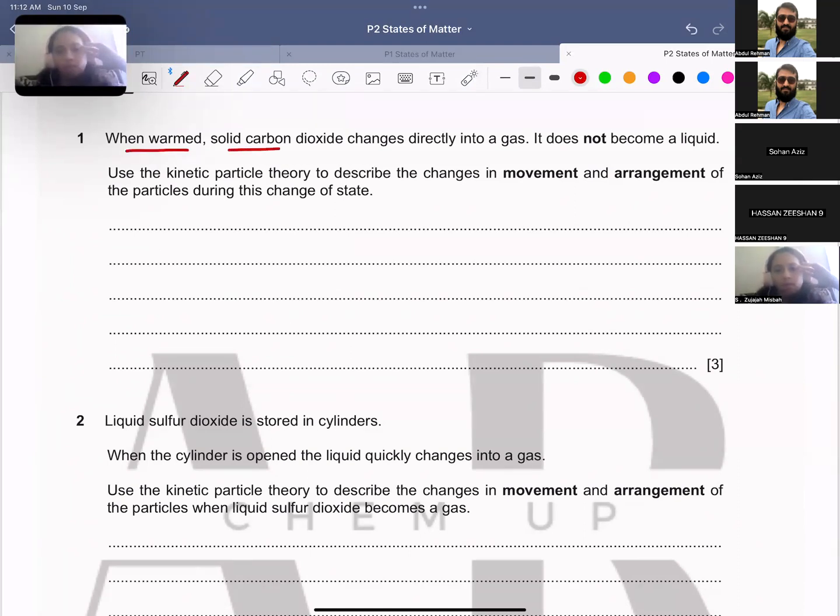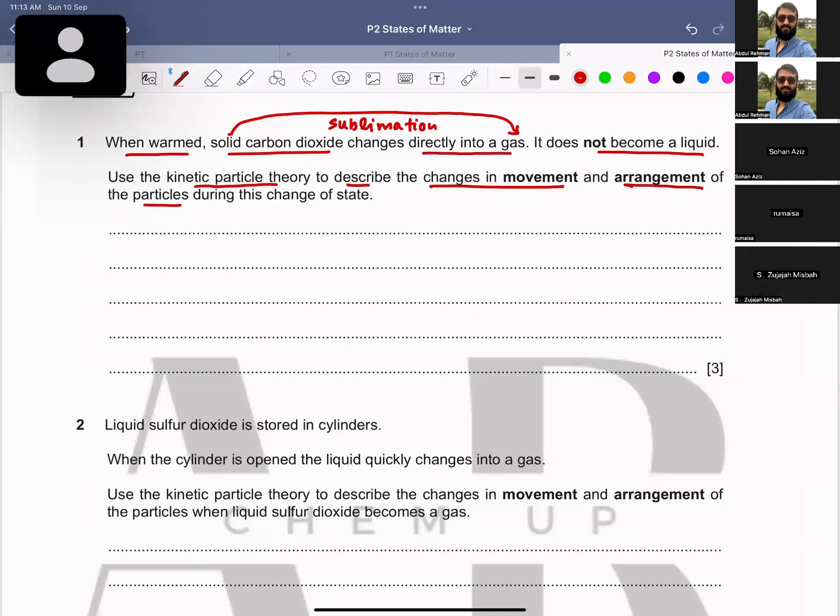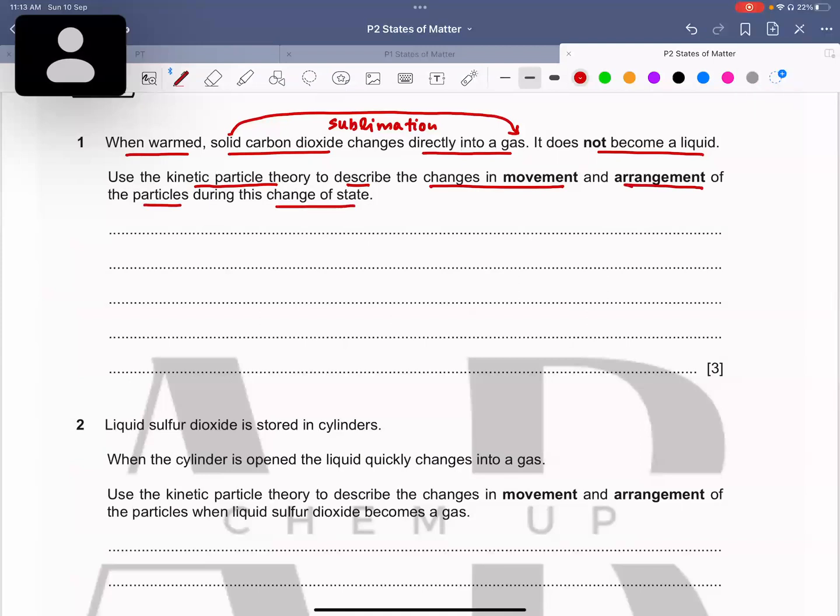When warmed, solid carbon dioxide changes directly into a gas, it does not become liquid. So the state changes from solid to gas, which means it is sublimation, right? Yes, sir. Use the kinetic particle theory to describe the change in movement and arrangement of particles during this change of state. And if you see, it's of 3 marks. So we have to write 3 points to get all the 3 marks.